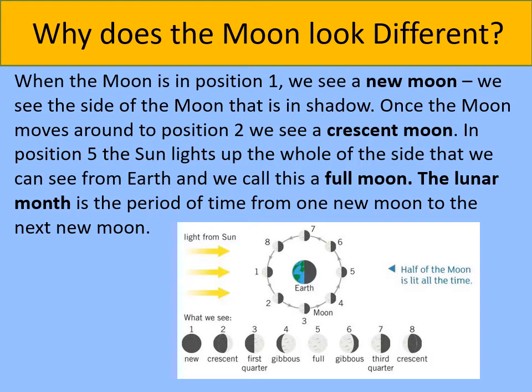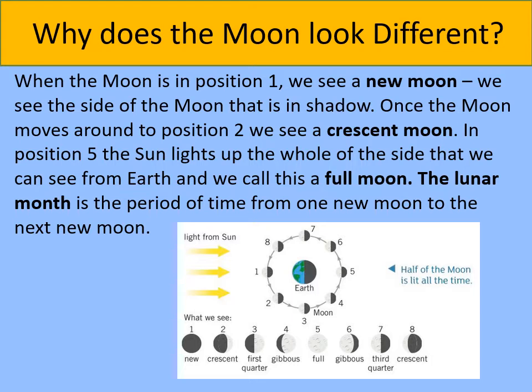If we start with position 1, we call this the new moon. This is where 50% of the Moon is facing us, but unfortunately that 50% is in shadow. It's the other side of the Moon, facing the sun, that's lit up, the side that we cannot see, and the side that we can see is in complete shadow.